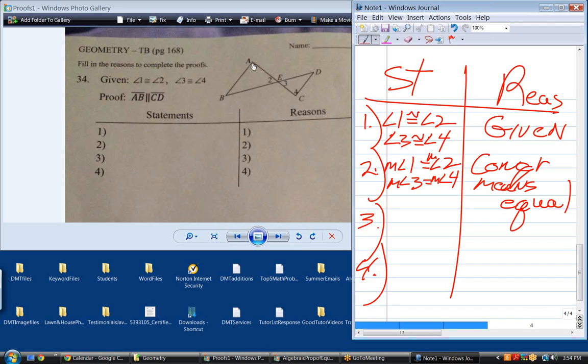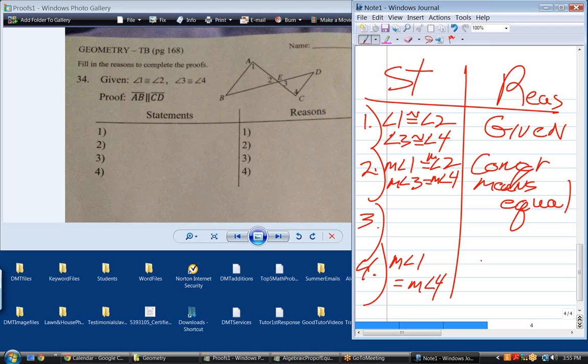If the measurement of angle 1 was equal to the measurement of angle 4, then that would mean this is parallel to that. Because notice that this line AC is the transversal. And if 1 is equal to 4, that's a transversal between 2 parallel lines. So I can say statement 4 right now: the measurement of angle 1 equals the measurement of angle 4.